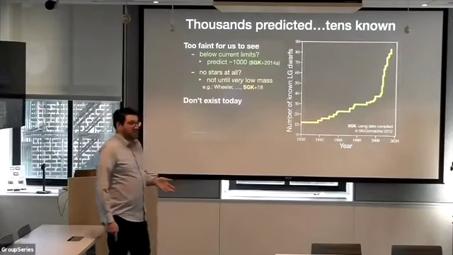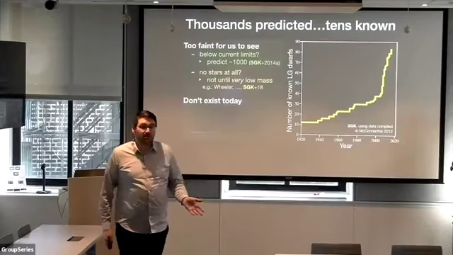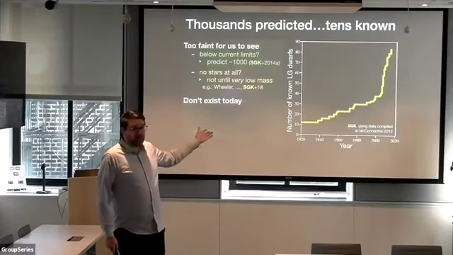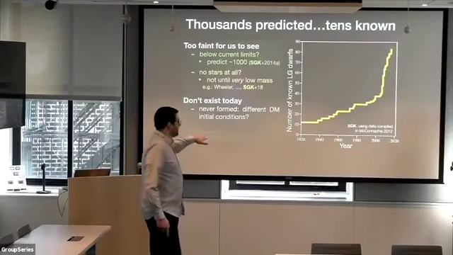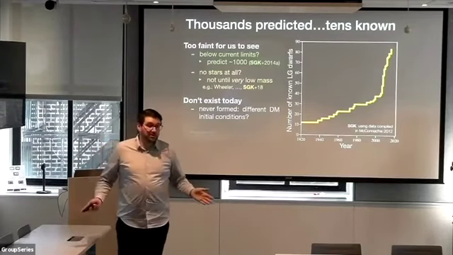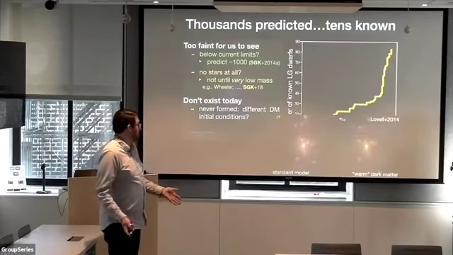Now, the other possibility is that these halos don't exist, right? So not only are there no stars in them, but they just don't exist at all. First possibility there is that there were different initial conditions to the dark matter. What I mean there is mostly warm dark matter.